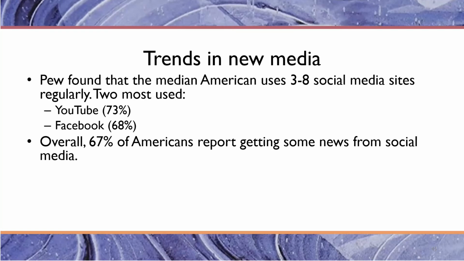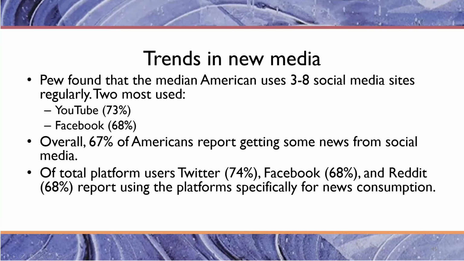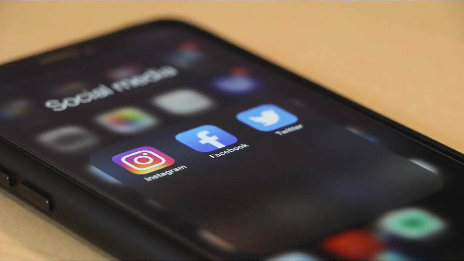Facebook knows that I'm interested in New York Times and Washington Post articles, so that's why they pop up in my feed. 74% of people who use Twitter, 68% of Facebook users, and 68% of Reddit users report using those platforms specifically for news consumption. In other words, they're not getting their news episodically as a result of using new media. They're getting their news from these new media sources intentionally. They're going there to get news.